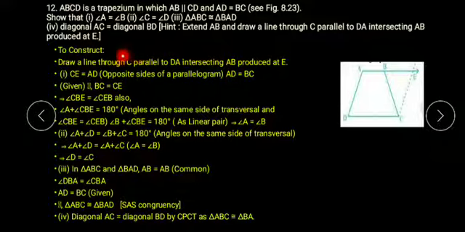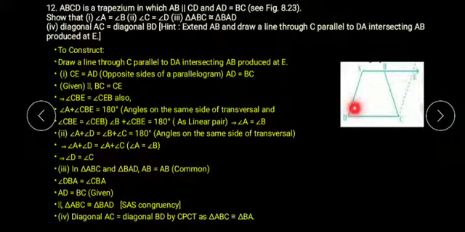So how will we construct? We'll draw a line through C parallel to DA. Okay, and this line CE, which we have drawn parallel to AD, will intersect at a point E, which is the extended version of the side AB. It means when the side AB is extended, it will meet at a point E through which CE is parallel to AD.